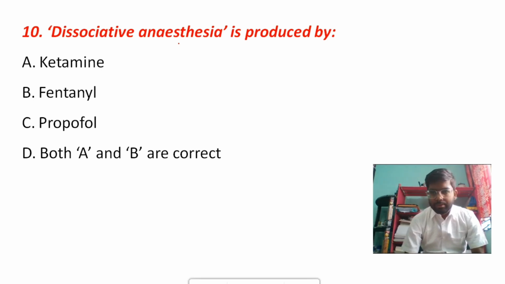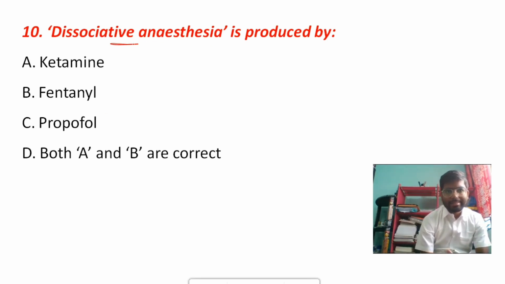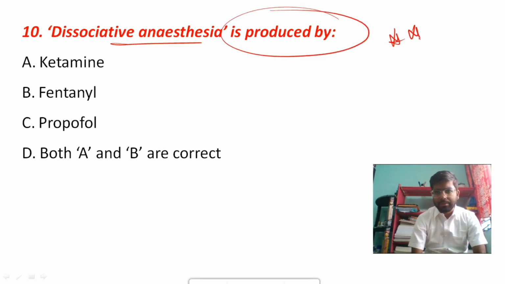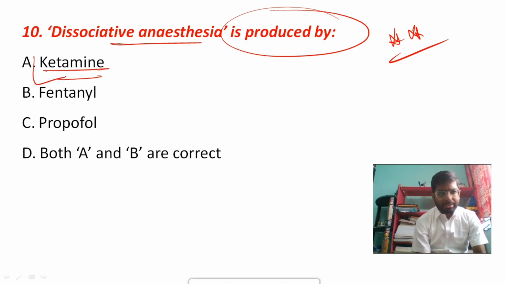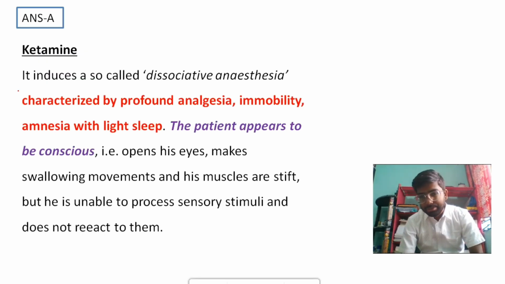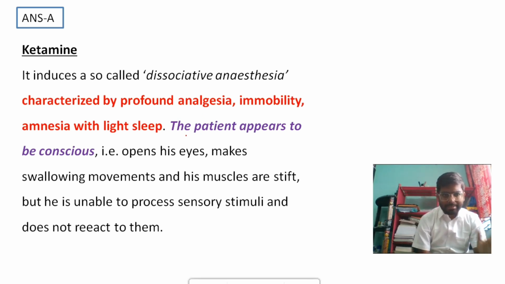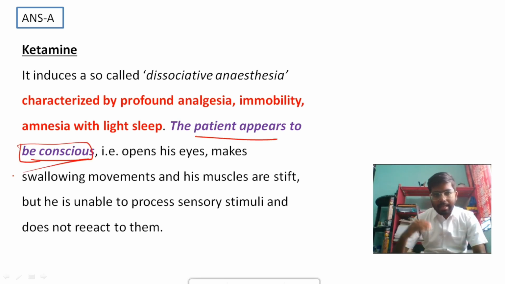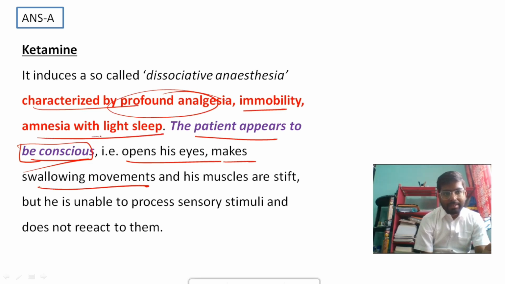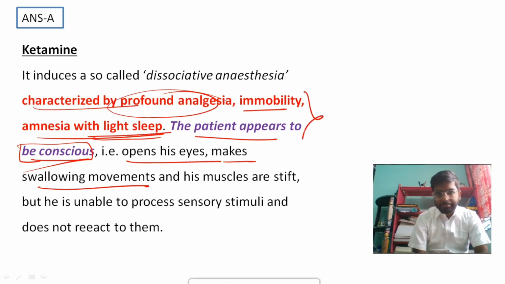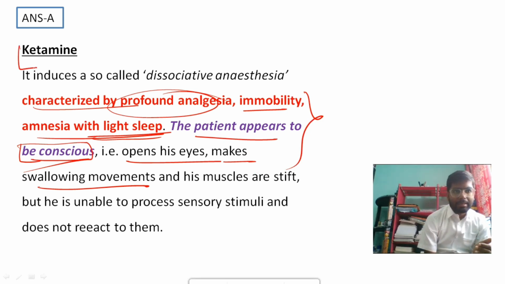Next, coming to the last question of today's class, dissociative anesthesia is produced by. See, it's a favorite question of mine. I hope all of you know that ketamine will be the answer. Dissociative anesthesia is produced by ketamine. But what is dissociative anesthesia? Dissociative anesthesia means in this anesthetic process, patient appears to be conscious. That means he opens his eyes, makes swallowing movements, okay, and it is characterized by profound analgesia, immobility, amnesia with light sleep. That is your dissociative anesthesia, and ketamine is famous for it.